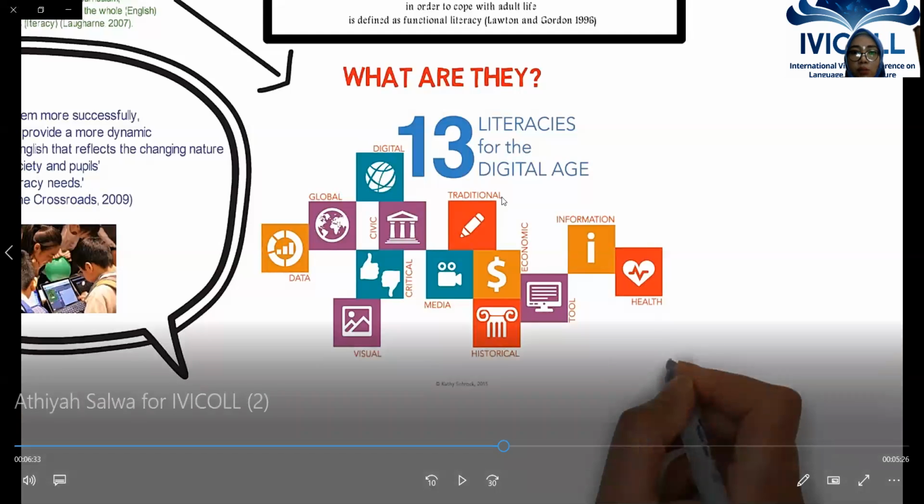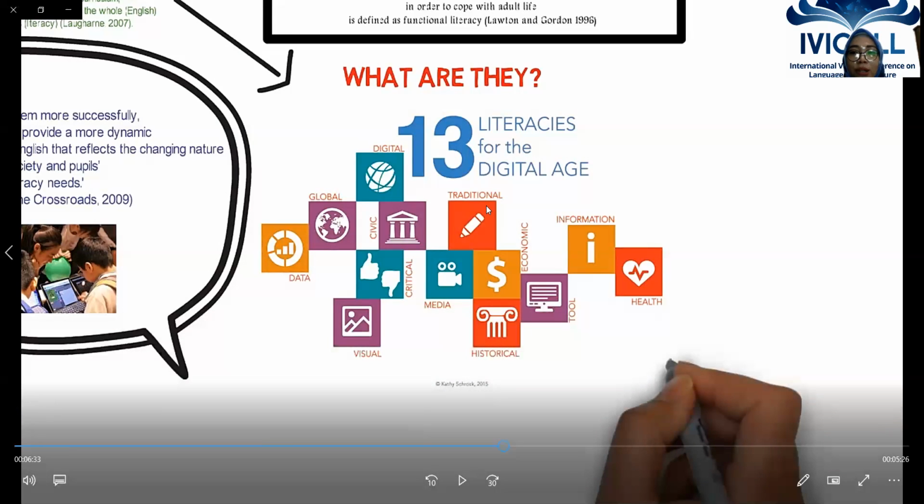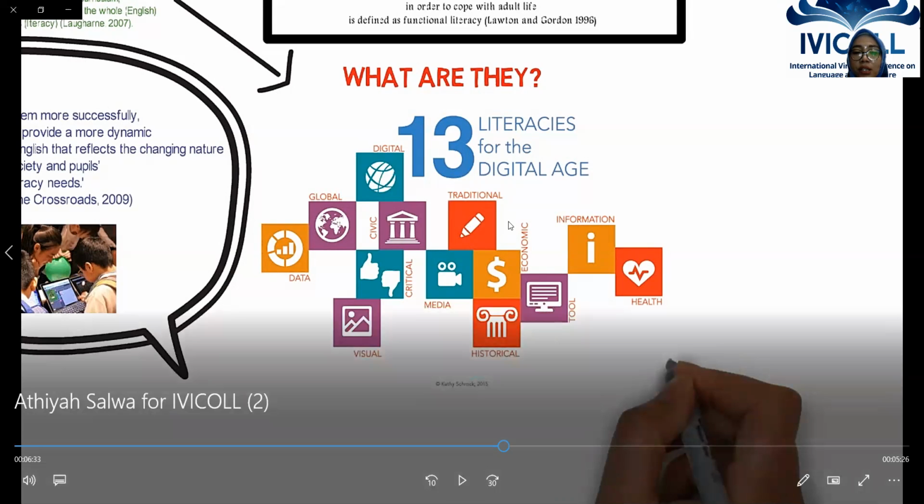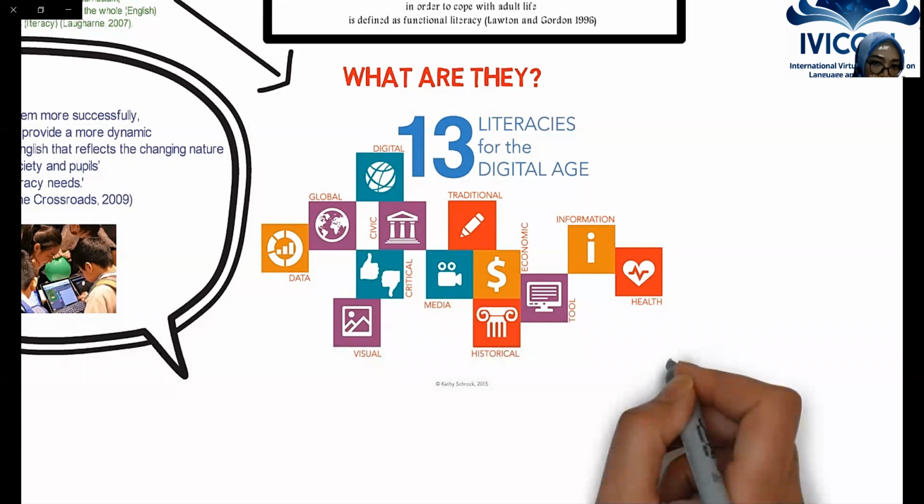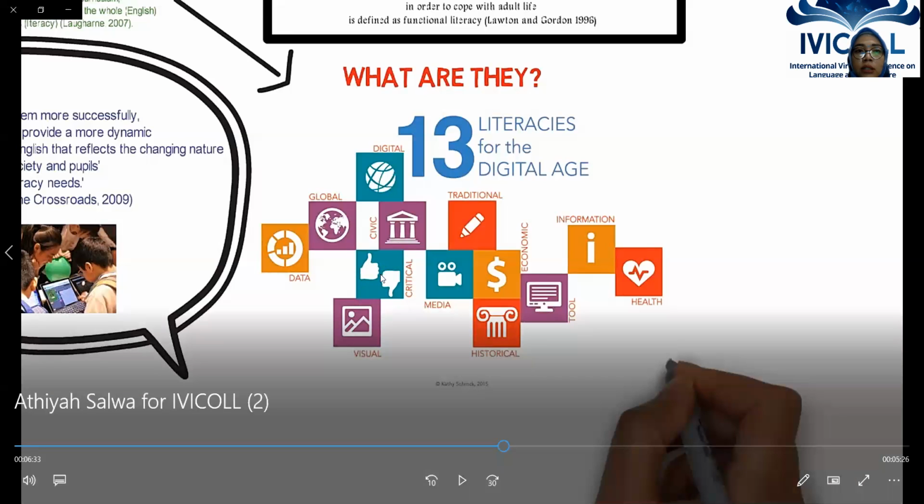Traditional literacy, this one, you can see. What is this? This is what a child knows about communication, reading and writing before they learn to read and write. This is very traditional, as when we were kids. And we come to critical literacy.